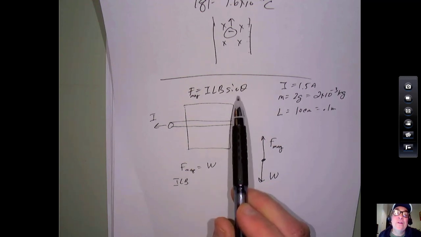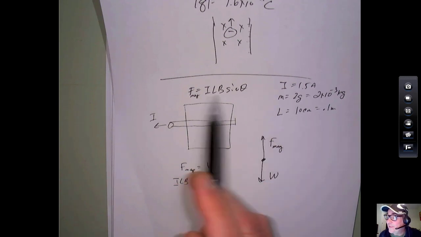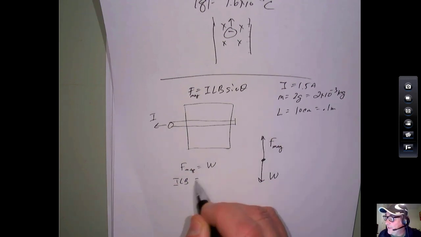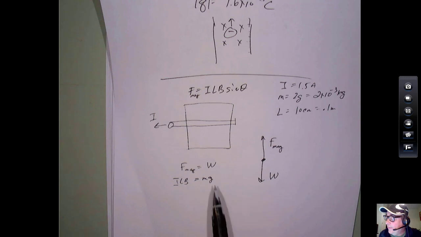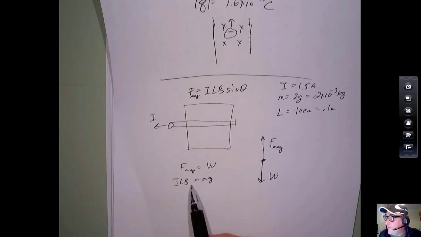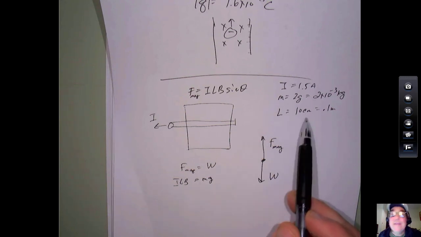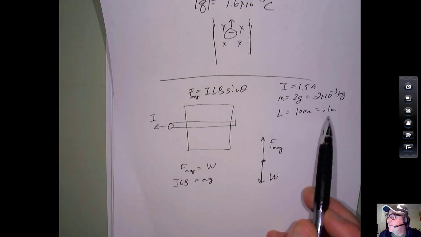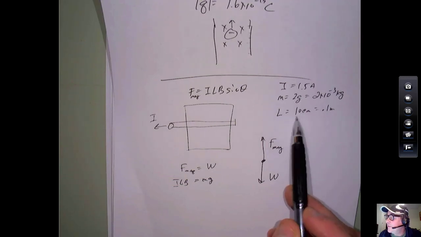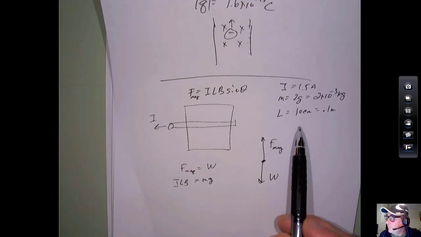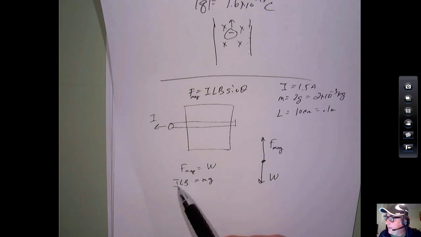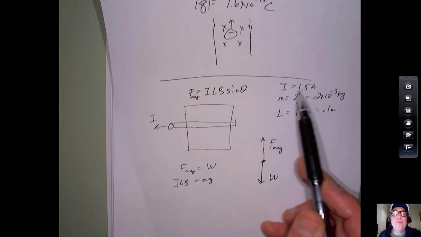Sine of 90 is just 1, so 1 times this quantity just gives you the same quantity. And then that's equal to mg. Okay, so m we know, g we know. The magnetic field is the part that we're looking for. The length we know, that was just 10 centimeters. Make sure you convert that into meters. So divide this by 100 to get 0.1 meters. And then the current we also know, given in the problem, 1.5 meters.